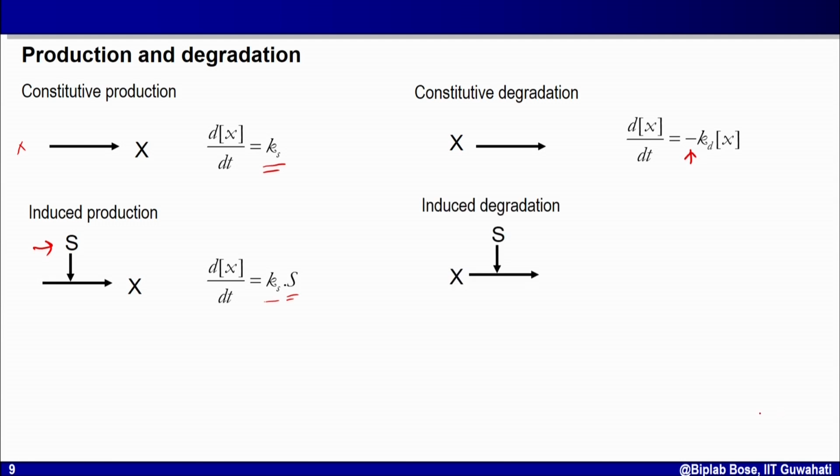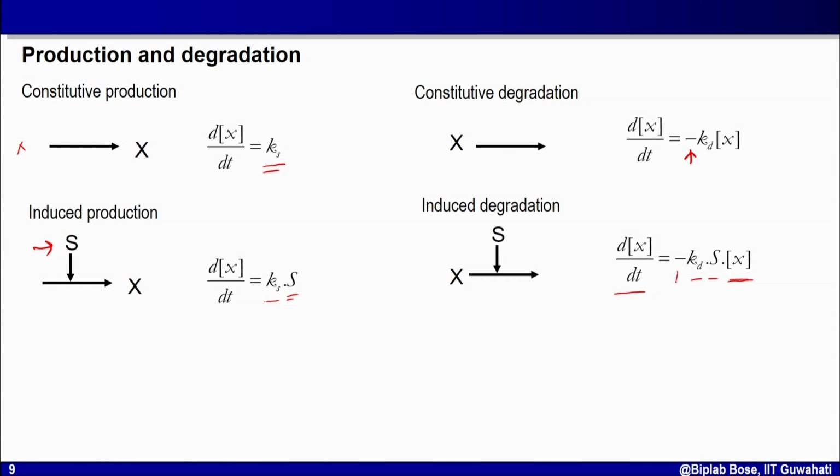Now degradation can also be induced. Sometimes a signal generated within the cell or from outside can go and tell the cell that you have to degrade a particular molecule. So in that case, what type of ODE will I write? Taking the cue from the induced production, for induced degradation, dx/dt is equal to minus Kd S into X. So Kd is the rate constant for degradation, S is the signal for degradation, X, in the square bracket, is the concentration of X free at that time.